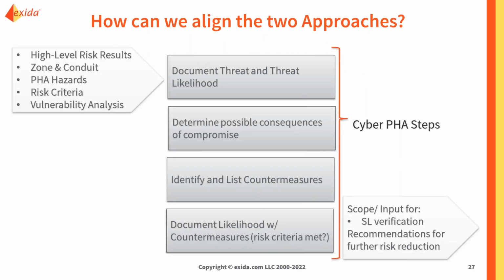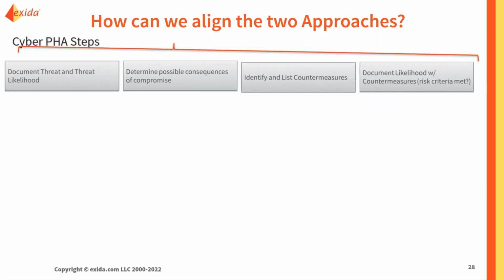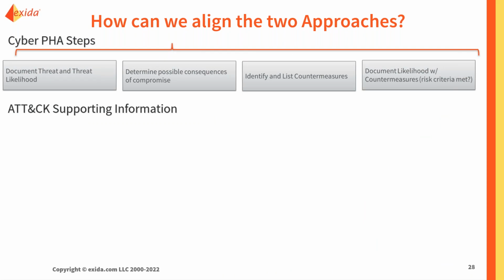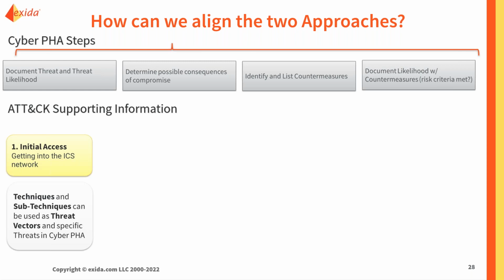And so if we look specifically at how we can adjust and align the two approaches, we can start with our basic steps for the Cyber PHA and look to overlay additional supporting information from attack. And so for the step of documenting threat and threat likelihood, we can look at our initial access tactic, and then really all of our techniques and sub-techniques there are going to help us better quantify our threat vectors and have a good understanding of what questions we need to ask to understand how attackers may get into a system.